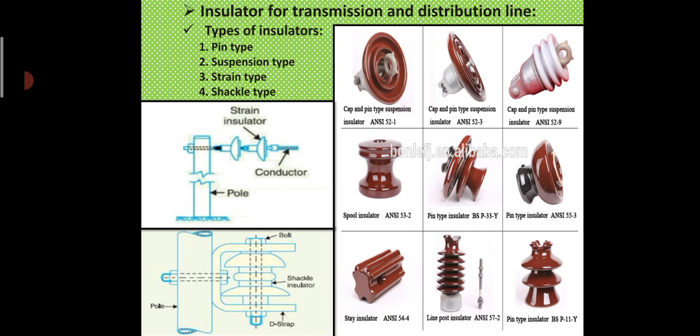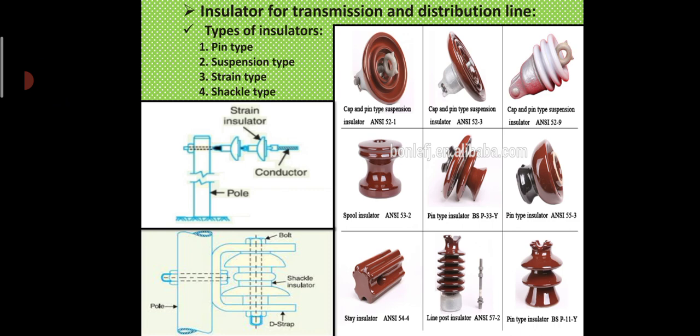General construction of a strain type insulator is the same as that of the general suspension type insulator, but these are designed for greater tensile strength. To increase the strength, two strings are joined in parallel, so the tension is divided between the two strings. The axis of the strain type insulator is in the horizontal direction, while that of the suspension type insulator is in the vertical direction. Next is shackle insulator.